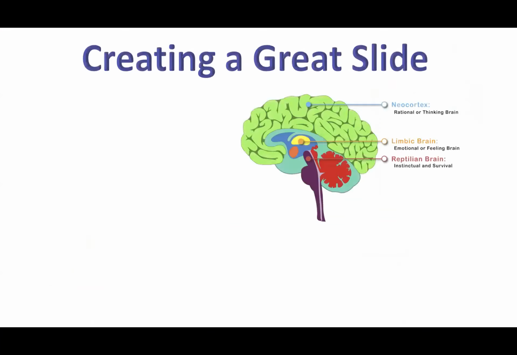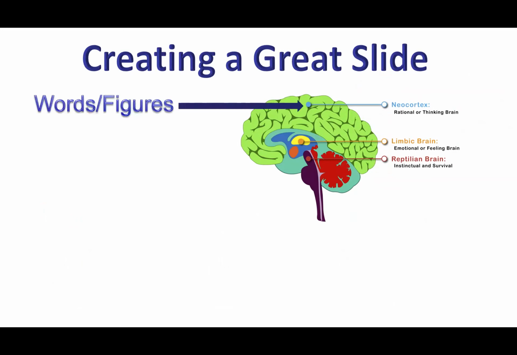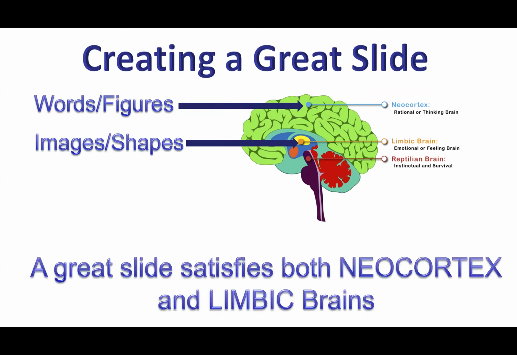2 parts of an audience's mind that need to be involved as they are listening to and watching you are the neocortex and the limbic brains. The neocortex is influenced by words, figures, and data. The other, the limbic brain, can only process images, shapes, and emotions. To create a great slide, both sides of the brain need to be satisfied.